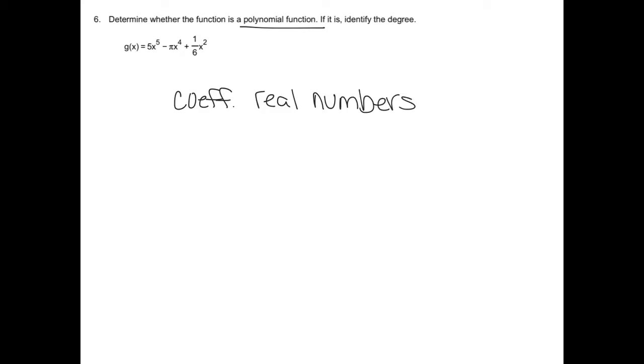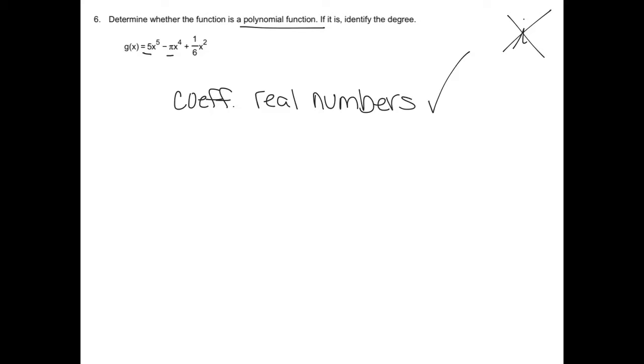So we can't have any imaginary numbers or numbers with i in them, or square roots of negative numbers. So if we look at each coefficient, we have 5, we have pi, and we have 1/6. Each of those numbers are real numbers, so it fits that criteria.